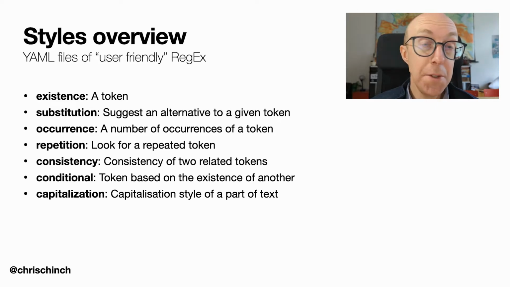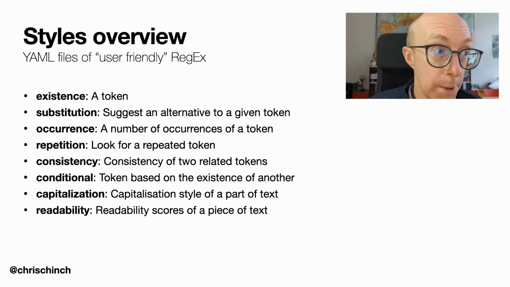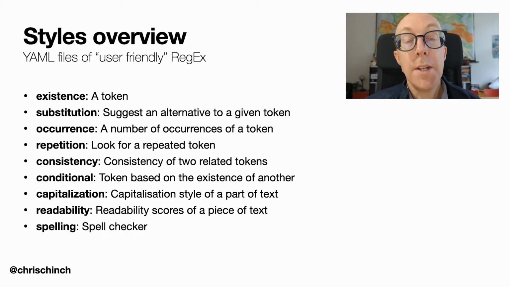Capitalization, the capitalization of text, predominantly headings, things like title case, uppercase, etc. Readability scores, not really looking for particular tokens, but using quite common algorithms to give your text a readability score. Spelling, there is a spell checker that you can use and add a custom list of words to. It wraps around the operating system level dictionary, A-spell, Hunspell, things like that.